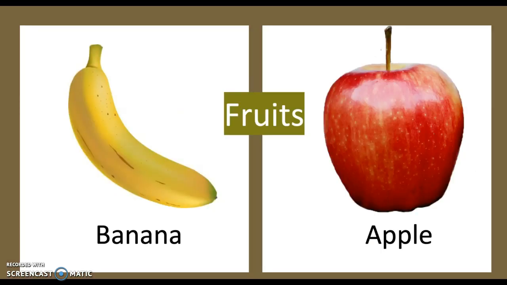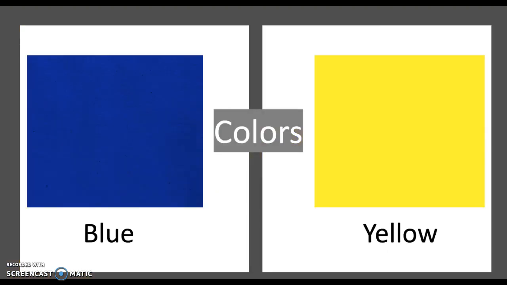They learned that the banana and the apple are types of fruit. They learned that blue and yellow were types of colors.